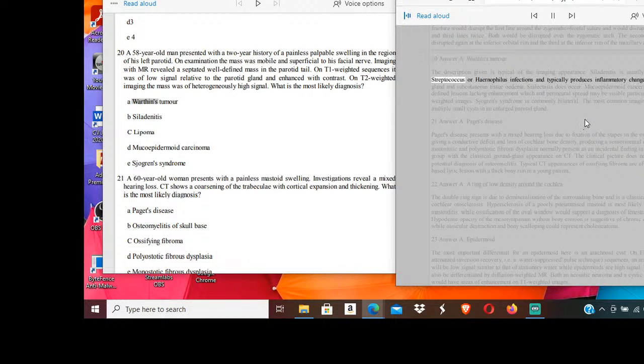Sialadenitis is usually caused by streptococcus or Haemophilus infections and typically produces inflammatory change within the gland and subcutaneous tissue edema. Sialectasia does occur. Mucoepidermoid cancers are poorly defined lesions lacking enhancement, which in perineural spread may be visible particularly on T2 weighted images. Sjogren's syndrome is commonly bilateral. The most common imaging feature is multiple small cysts in an enlarged parotid gland.